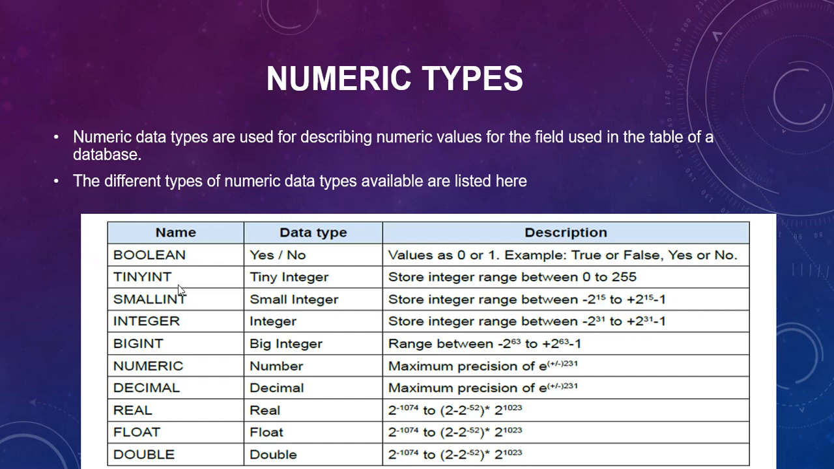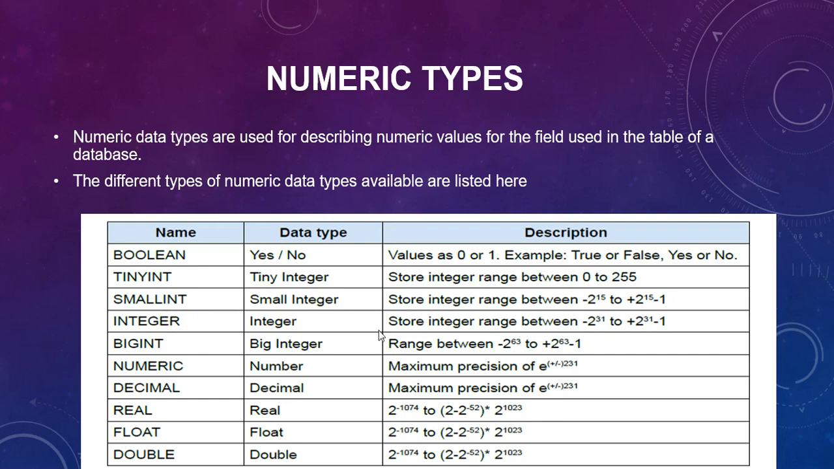Next one, tiny int. Tiny means very small integer. So tiny int stands for tiny integer, which stores integer range between 0 to 255. The next one, small int. It's somewhat larger than tiny int. So small int is nothing but small integer, which stores integer range between minus 2 power 15 to plus 2 power 15 minus 1.